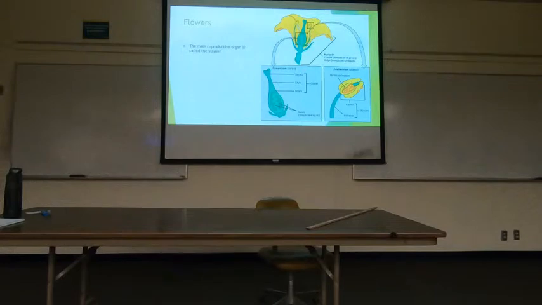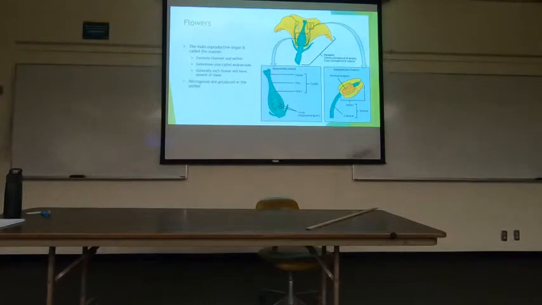So then the male part of the flower is called the stamen. That contains the filament and the anther, so it only has two parts. Sometimes the stamen is also called the androecium. Usually flowers will have multiple stamens or multiple androecium. They will usually only have one pistil, but that'll be surrounded by multiple stamens. The microspores, which are the male spores, those are produced in the anther of the stamen, and that will develop into the pollen grains.